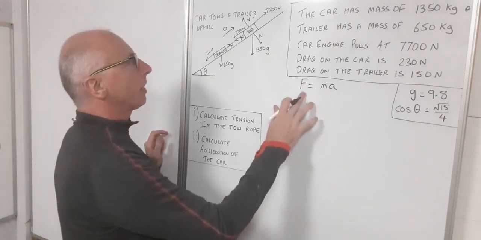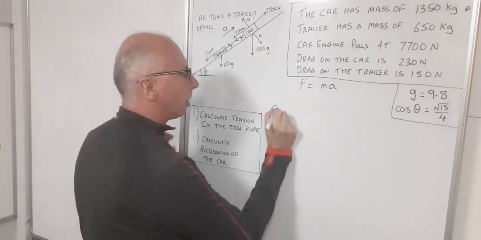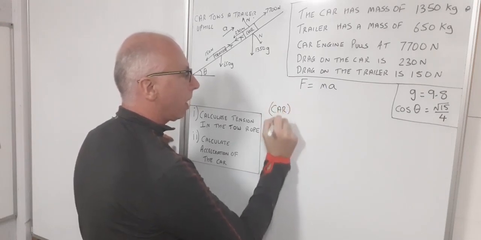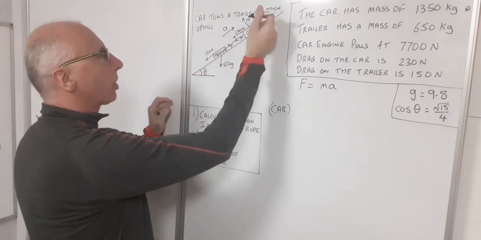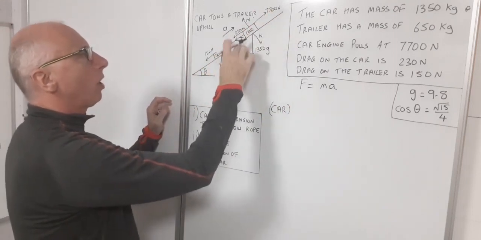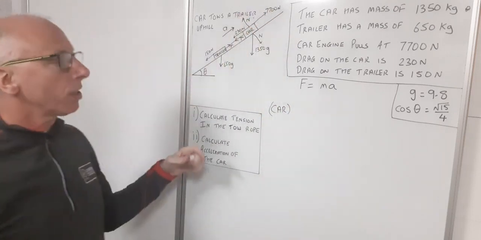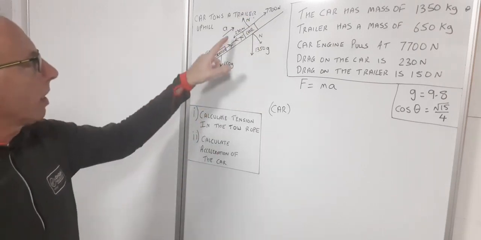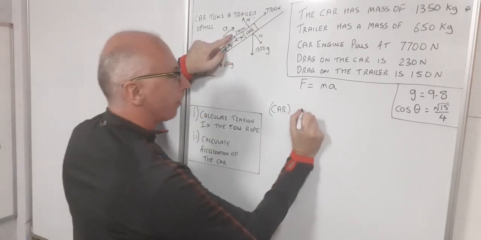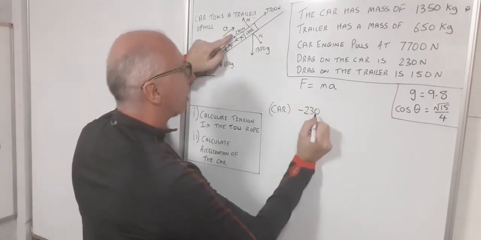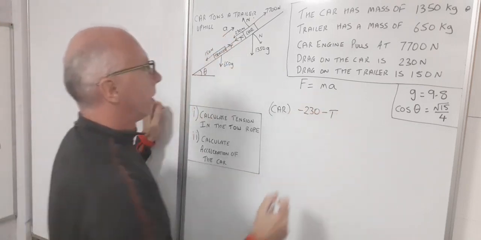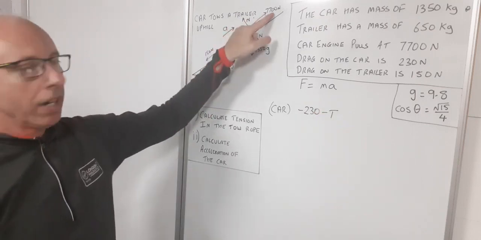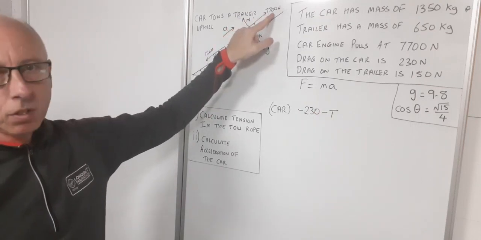So first of all, the forces acting on the car. For the car, let's resolve the forces going in this direction. They are going away from the acceleration, so they will be negative. So we've got minus 230, we've got minus the tension. Then the force acting in this direction is 7,700 newtons.